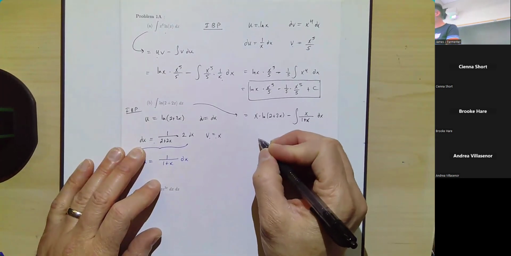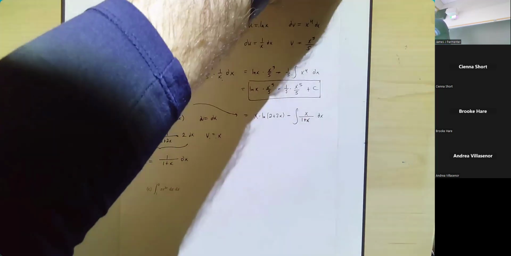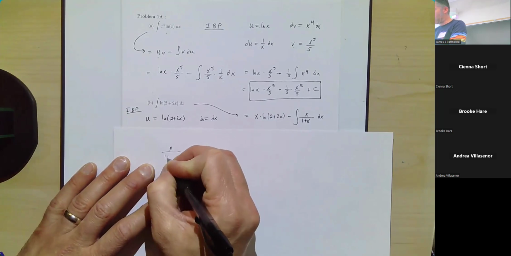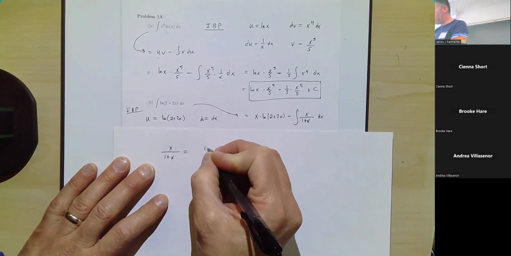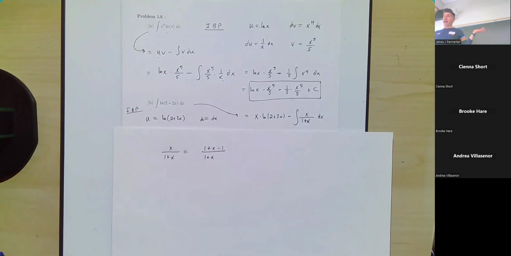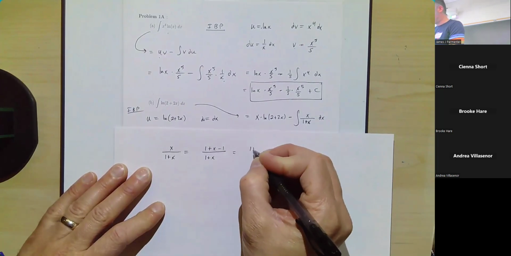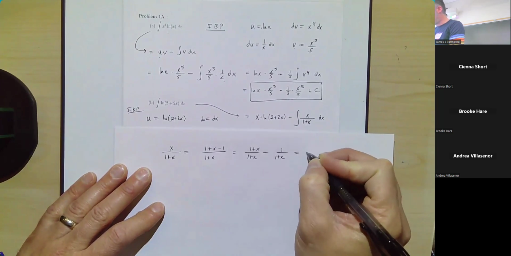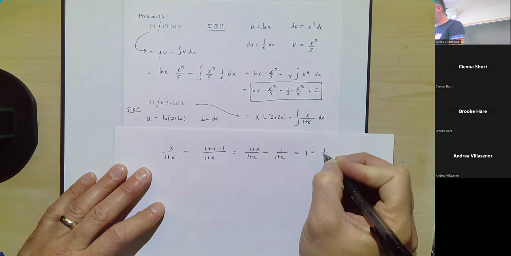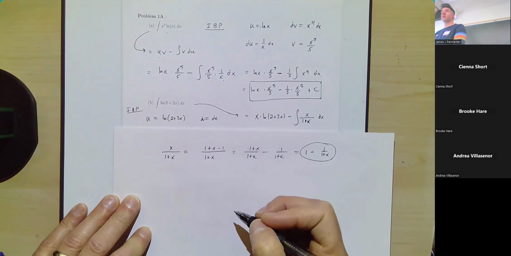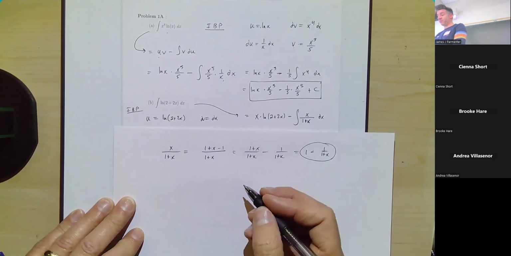You can either say that, let me write it on the side here so I don't cover all this up. You could say that x over 1 plus x is equal to 1 plus x minus 1 over 1 plus x, right? I've just added and subtracted 1, didn't change anything. But then you can break this up as 1 plus x over 1 plus x minus 1 over 1 plus x, which is really 1 minus 1 over 1 plus x. That's one way of getting it. And then this is something we can integrate.